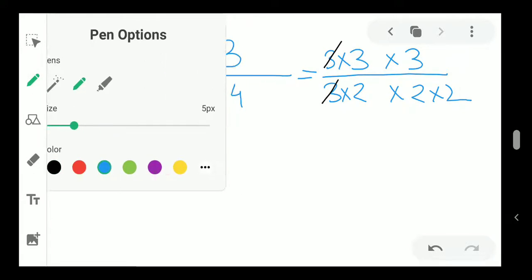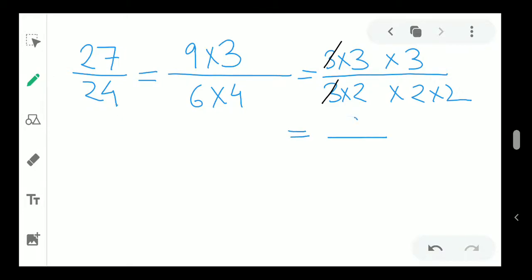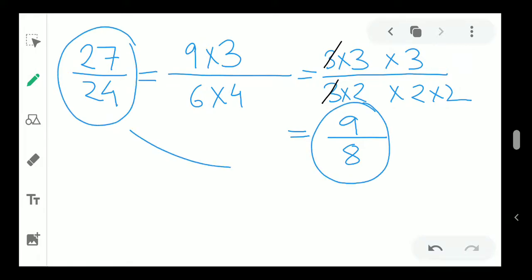So what I can write? I can write 9 by 8. So you can simplify also. So this is called simplification. I am making the fraction look small, but they are actually same. This and this are similar or equivalent fractions.